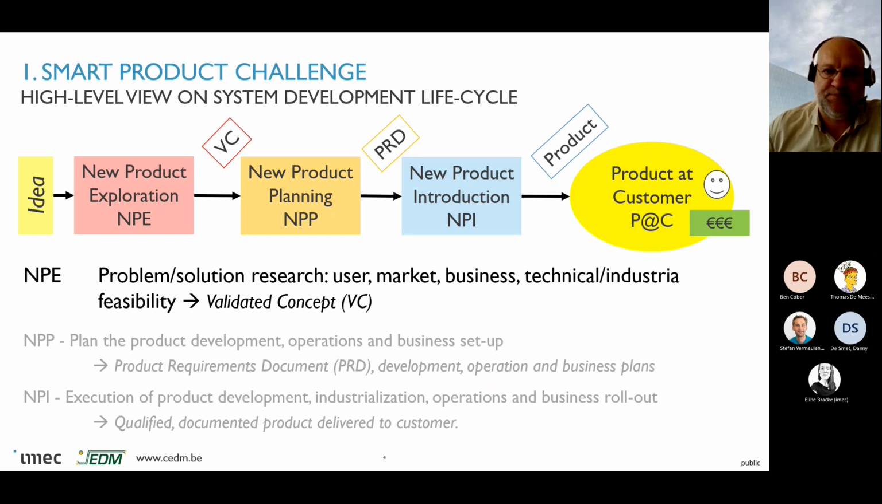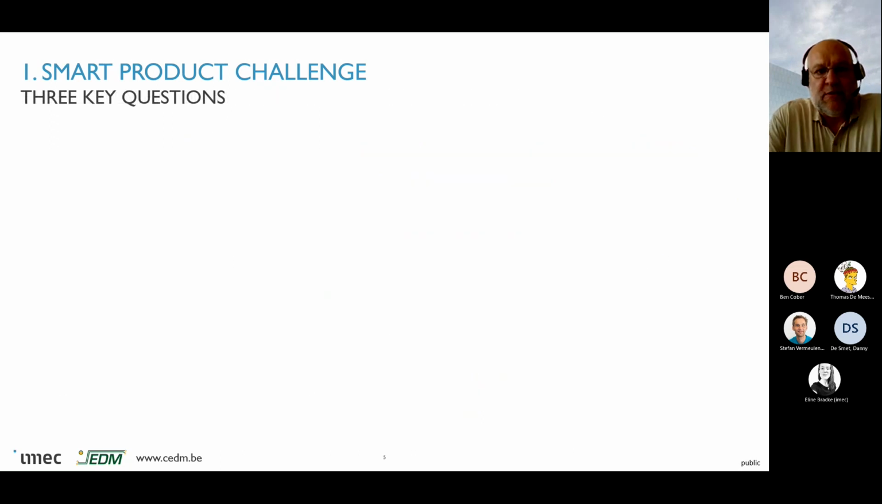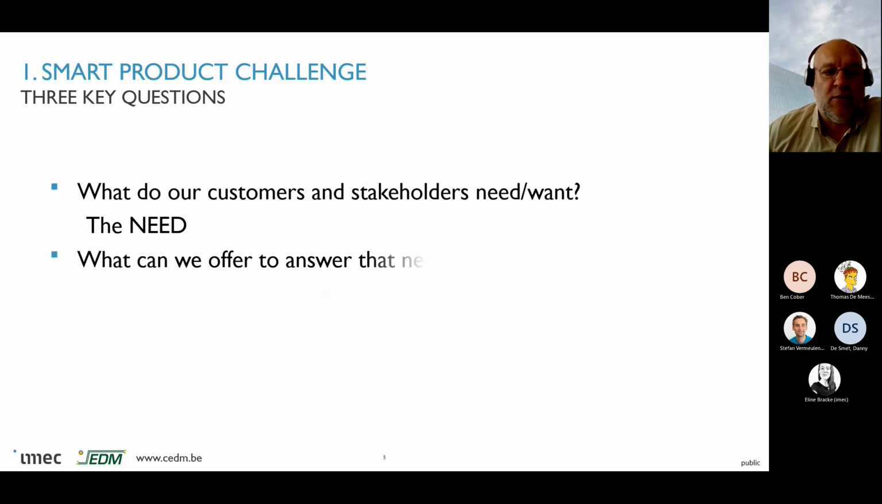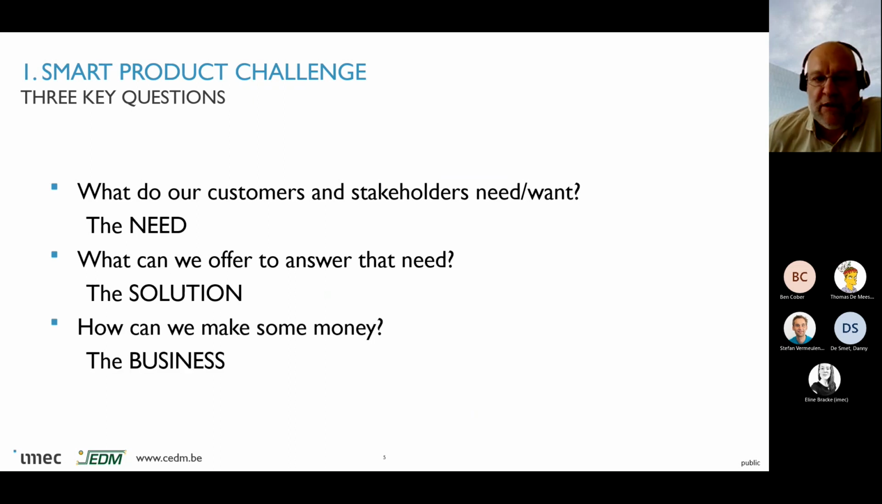and industrialization. The key questions we want to answer in this exploration stage are: what do our customers and stakeholders need? The need. What can we offer to answer that need? And of course, how can we make some money with this activity?